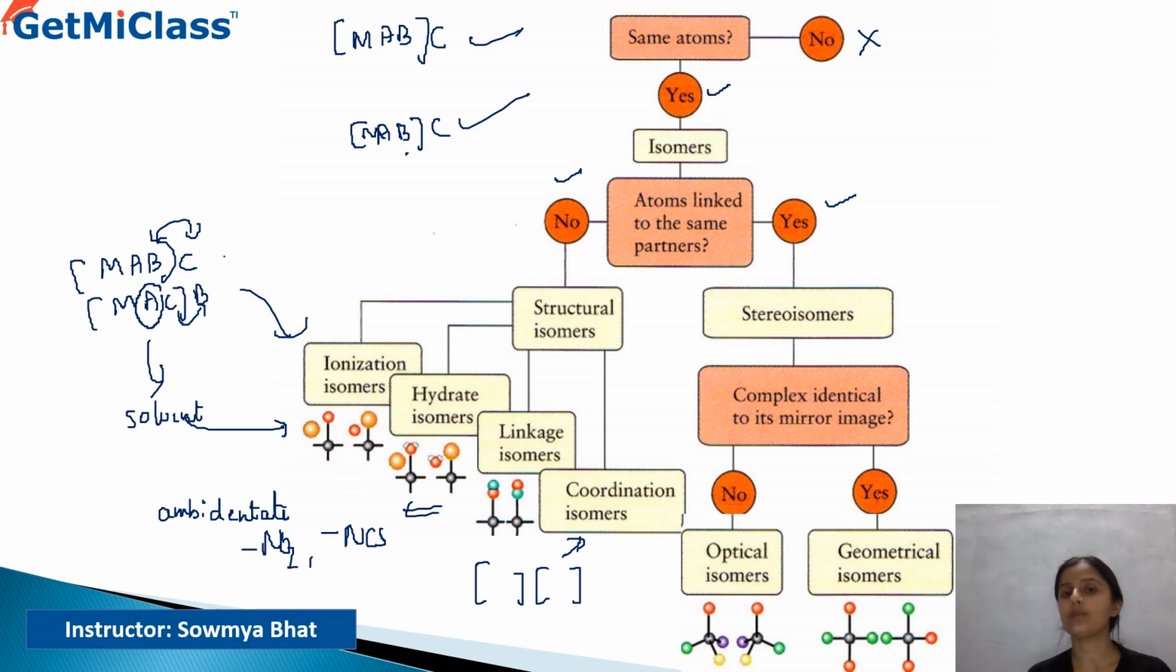If the formula is the same and there is no interchange like this, then they are stereoisomers. Then you have to see if the complex is identical to its mirror image. You take a complex and see whether its mirror image superimposes over it. If yes, then they are geometrical isomers, and you have to see whether similar atoms are on the same side or different sides. If they are not superimposable, then they lead to optical isomers.